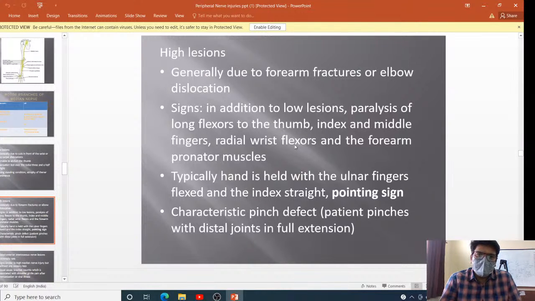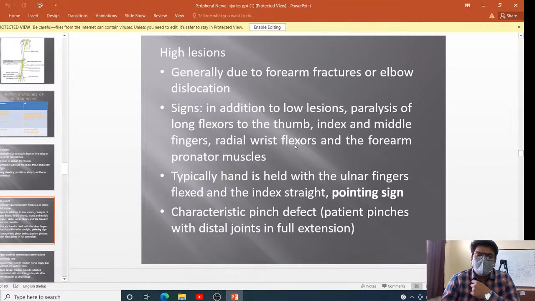High lesions are generally due to forearm fractures or elbow dislocation. Signs in addition to low lesions: paralysis of the long flexors of the thumb, index and middle fingers, radial wrist flexors, and forearm pronators. Typically, the hand is held with the ulnar fingers flexed and the index straight, which is called pointing index. Why?